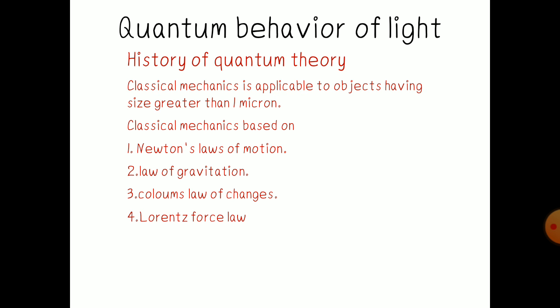Newton's second law of motion is that any applied force is directly proportional to the acceleration produced in that body, meaning F is equal to ma. Mathematically, if F is the force, m is the mass of the object and a is the acceleration produced in that body, then F is equal to m into acceleration. That is Newton's second law of motion.